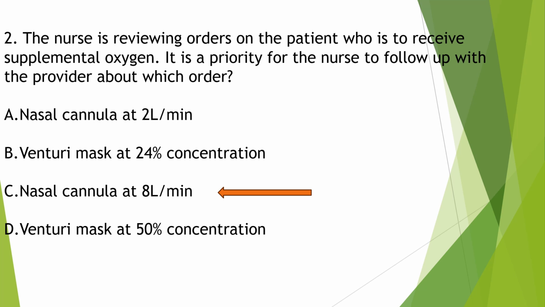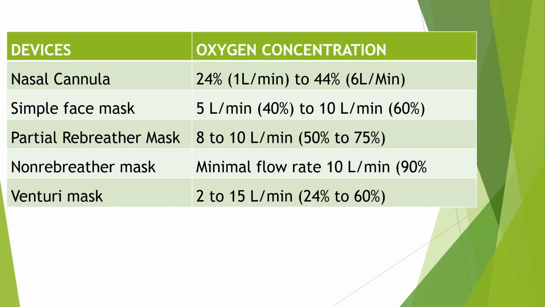Okay, so let's see one slide. This is based on the devices and the oxygen concentration they will be providing. If you are seeing the simple nasal cannula, it will be providing an oxygen concentration of 24% to 44%. 1 liter per minute to 6 liter per minute is the rate at which we need to supply oxygen through nasal cannula.